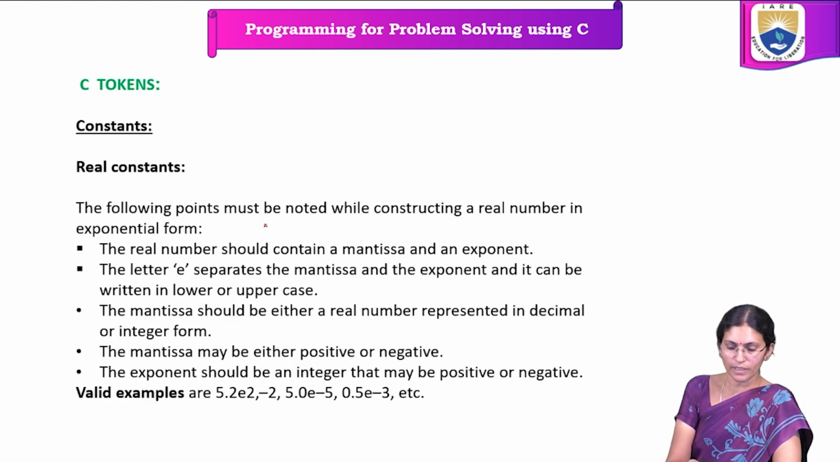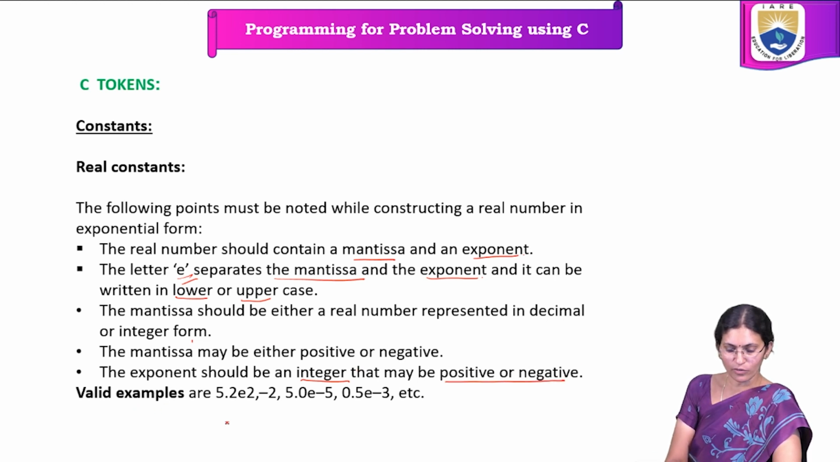In order to construct a real number in exponential form, the following points must be taken into account. The real number should contain a mantissa and an exponent, and the letter E should be there to separate the mantissa and the exponent. It can be either uppercase or lowercase. The mantissa should be either a real number represented in decimal or integer form. The mantissa can be either positive or negative, and the exponent should be an integer, which can be positive or negative.